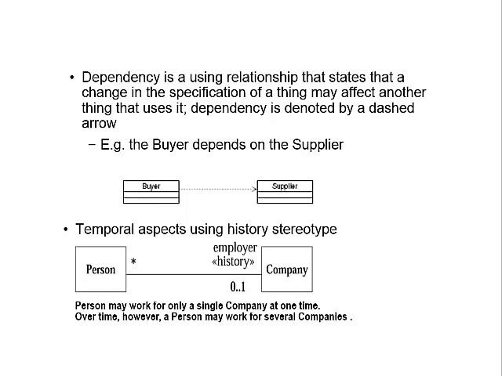Temporal aspects can also be modeled using the idea of a stereotype. Here you can see a history stereotype, for example, being employed to further qualify the relation between person and company. A person may work for a single company at one time. However, over time, a person may work for several companies. We hereby conclude this section on the unified modeling language.